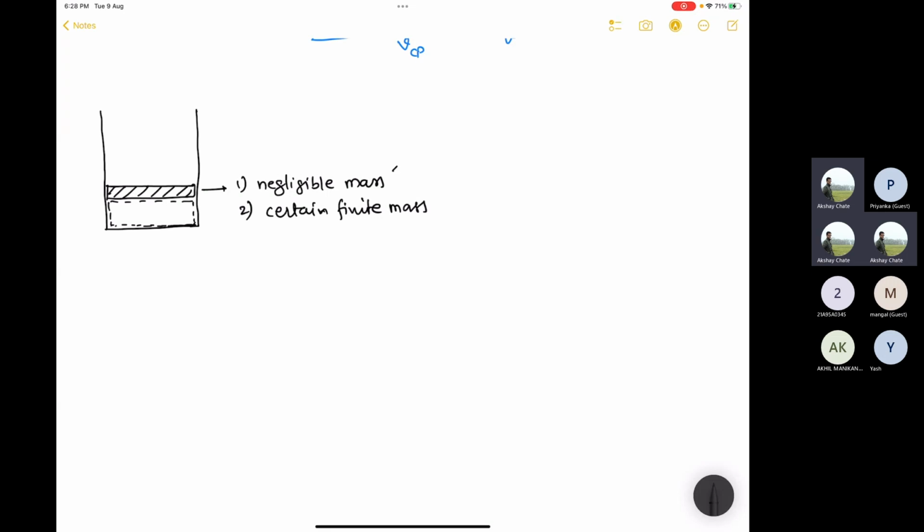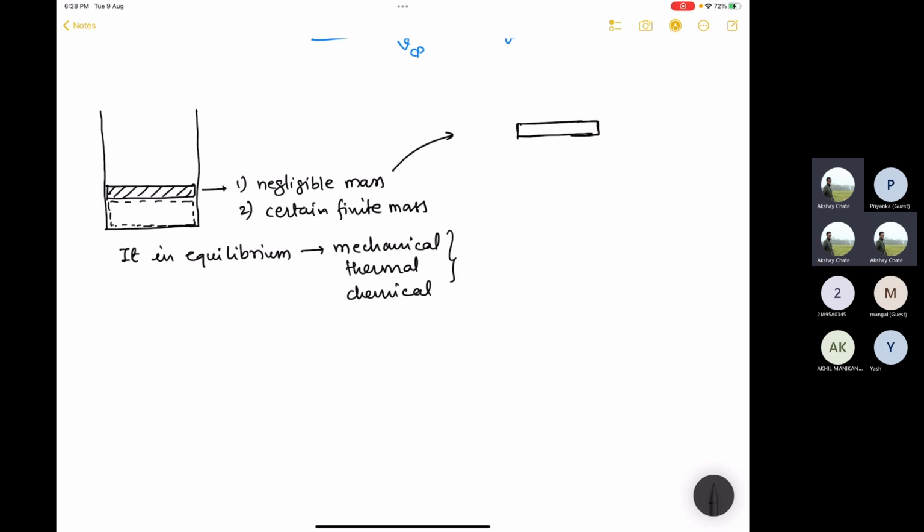So if the first case is there, that the piston is having negligible mass, in that case, if you draw the free body diagram of piston in equilibrium, so yeah, that is one more point. Whatever we are discussing here, it is in equilibrium. And as we discussed in last class, there are three types of equilibrium: mechanical, thermal, and chemical. So no need to go into details of what these three are in the current context, but since there is no energy interaction, primarily we are in the mechanical equilibrium, and mechanical equilibrium is essentially a force balance.